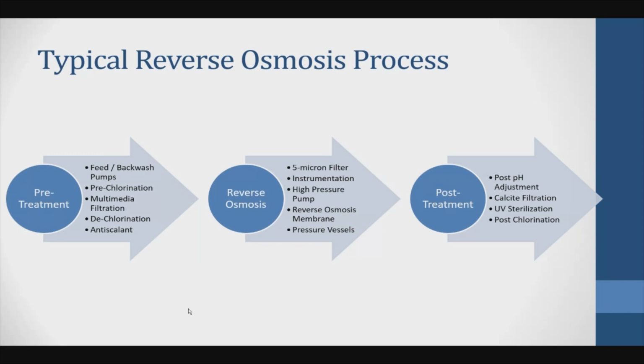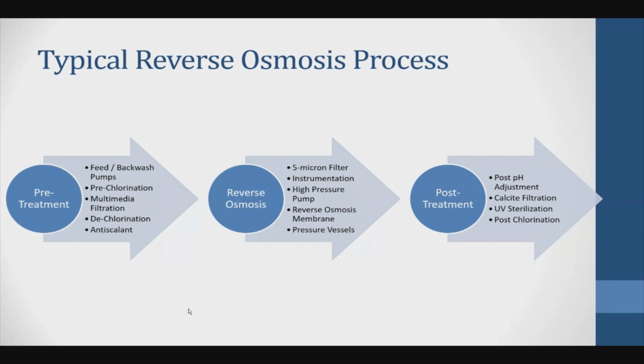Now, it depends on the capacity of the system. Some systems would have one pressure vessel. Some would have 2, 3, 4, 5, all the way up to maybe 60 or 70 pressure vessels. So it depends on the size of the system. There are different designs. Some are single stage, some are 2 stages, some are 3 stages. It depends on the design, and it all depends on the feed water characteristics.